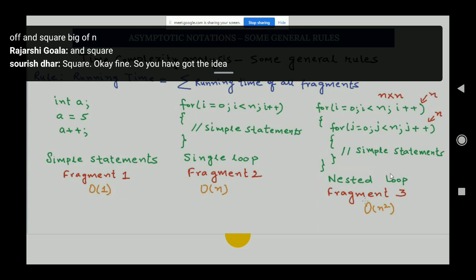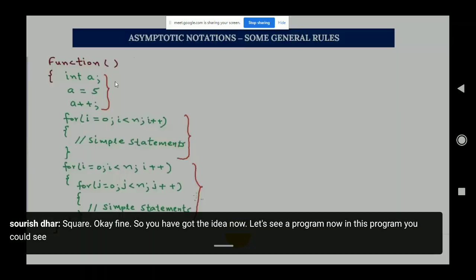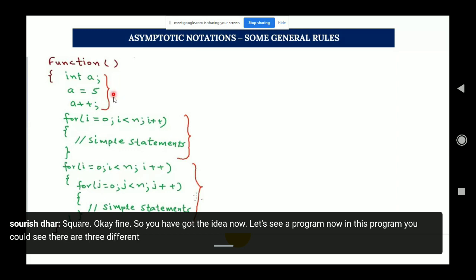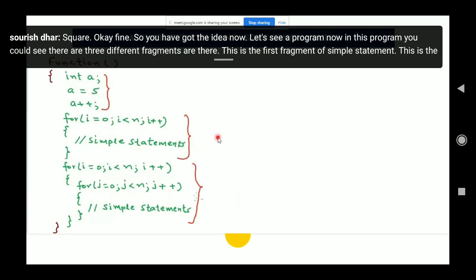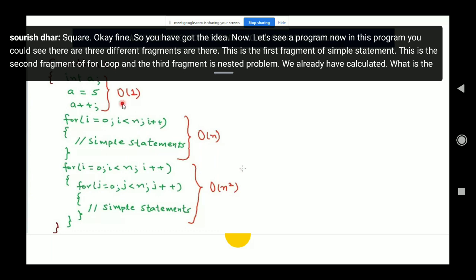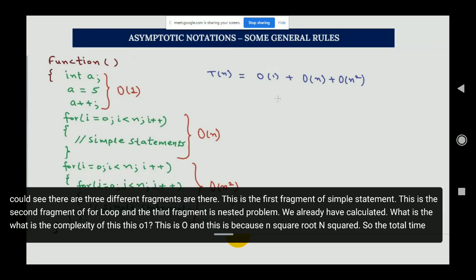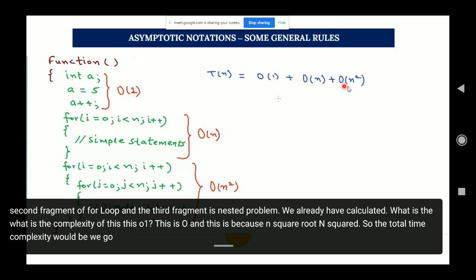Now let's see a program. In this program, you could see there are three different fragments. This is the first fragment of simple statements. This is the second fragment, a for loop, and the third fragment is a nested for loop. We have already calculated the complexity of these. This is O(1), this is O(n), this is big O of n square. So the total time complexity would be big O of 1 plus big O of n plus big O of n square.